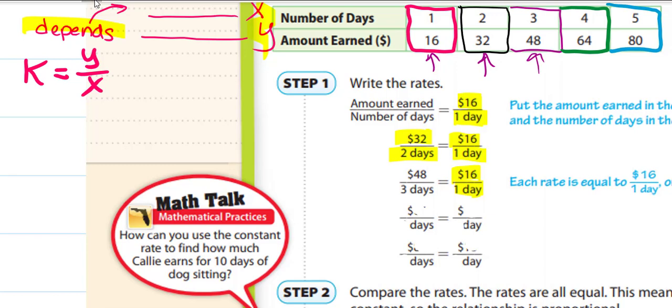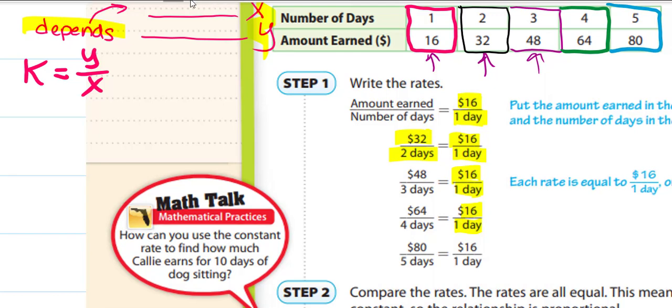Continuing on, the next day, our y value is 64. So you have 64 divided by 4. That simplifies also to $16 in one day. We have the same rate there. And the last day is day number 5. So my y value would be $80, and days is 5. 80 divided by 5, we have $16 for a day.